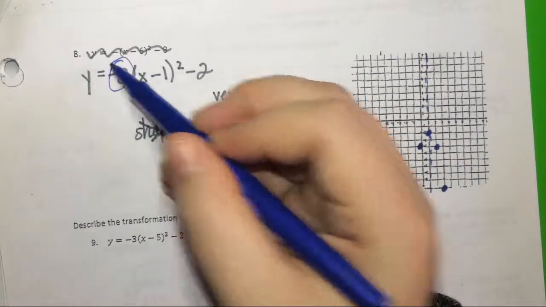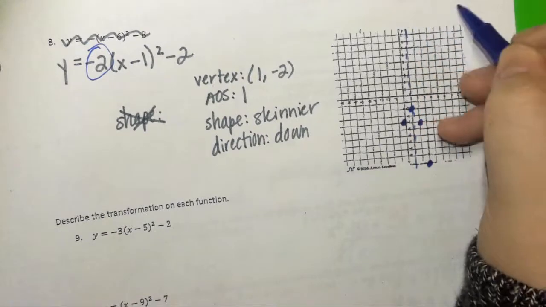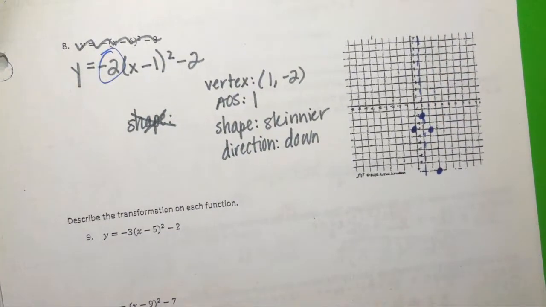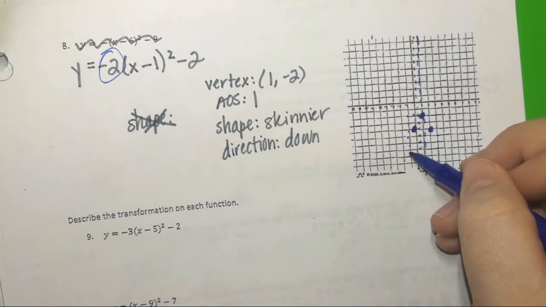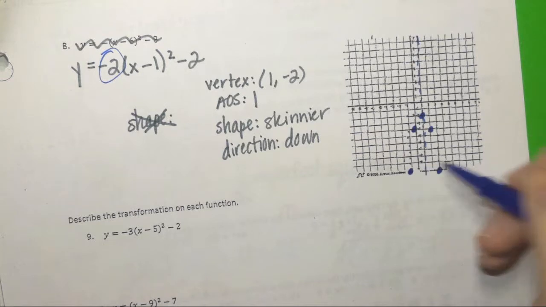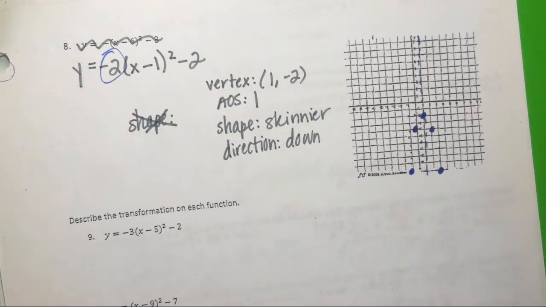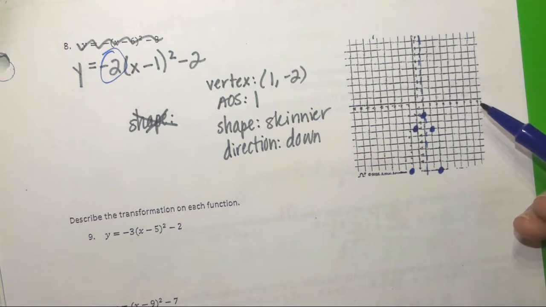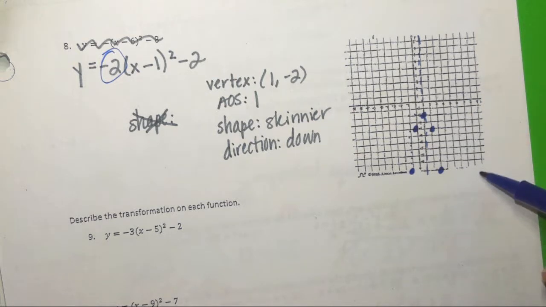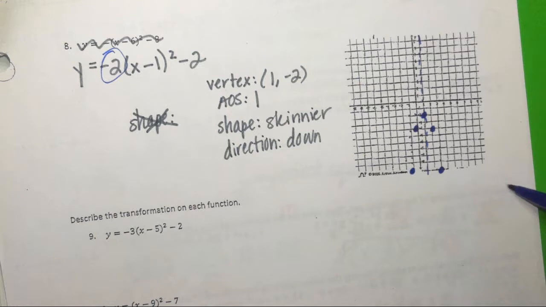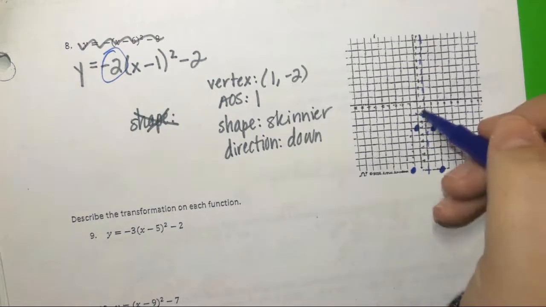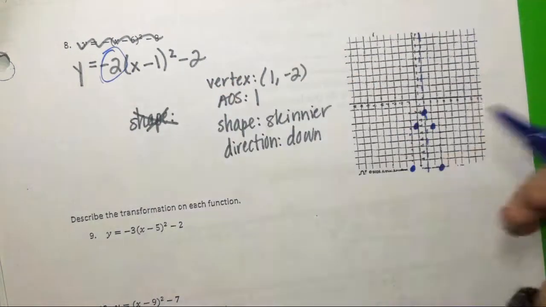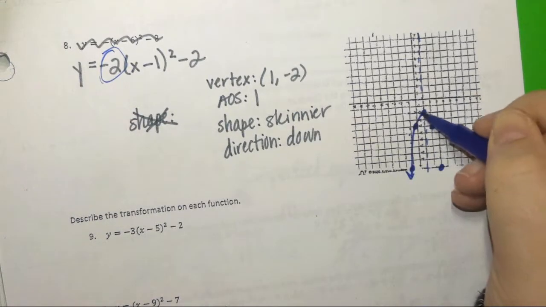Because of that 2 out front, so I was going to go over 2 and then down 4, but 4 times 2 is 8, so I'm going to go over 2, down 8. So if it had been a 3 out front, instead of going over 2, down 4, I would have gone over 2, down 12, because 4 times 3 is 12. If it had been a 1/2 out front, instead of going over 2, down 4, I'd have gone over 2, and then 4 times 1/2 is 2. I take whatever that coefficient is and multiply it times my number. Connect your dots, call it a day.